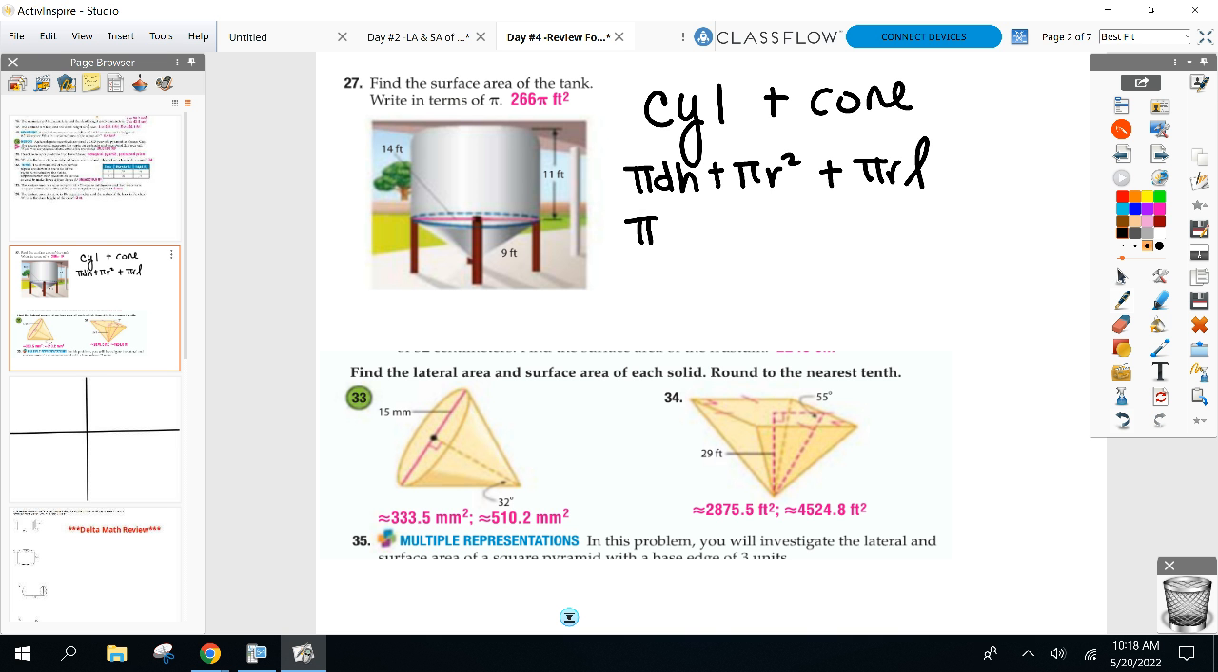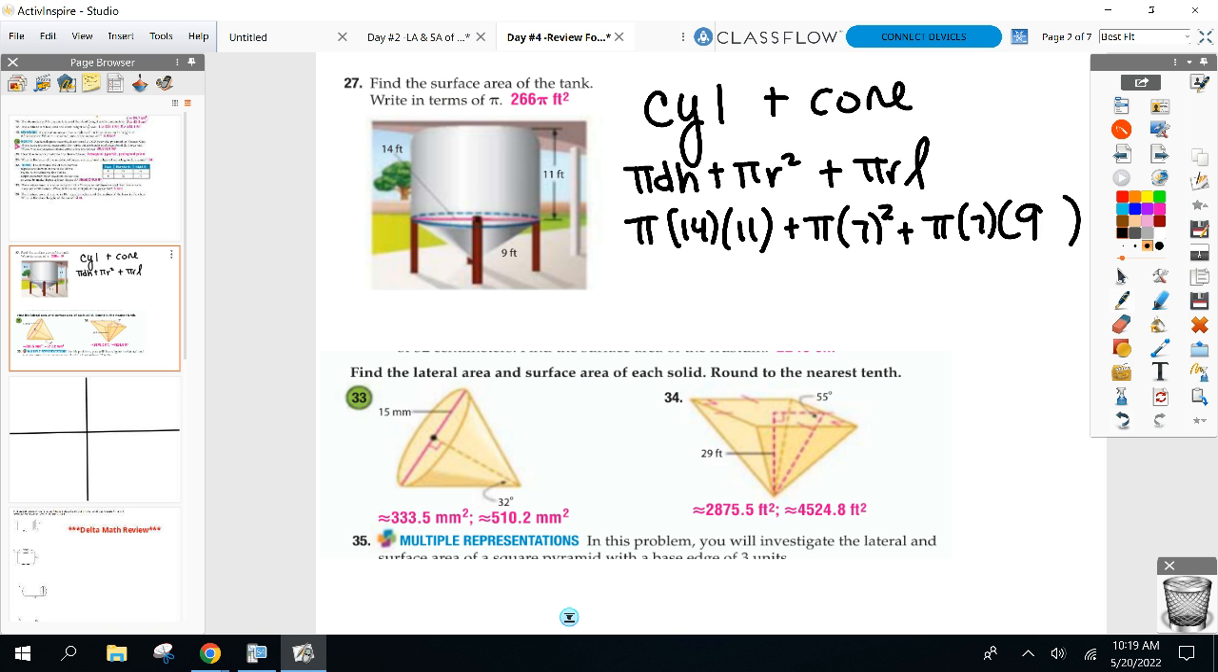Pi, diameter, there, 14's pointing to it. Height of the cylinder is 11. Plus pi, don't use 14, cut it in half, 7 squared. Plus pi, 7. Missing something here? Nope, I'm not even missing the lateral area. They give everything there to me. Plus 9, or times 9. Questions? We all good there?